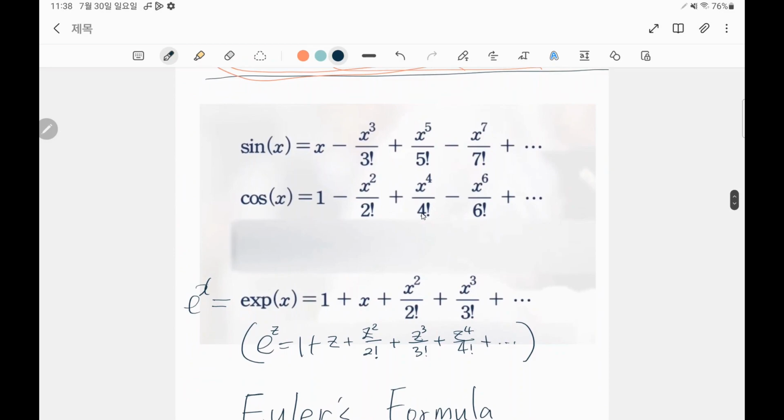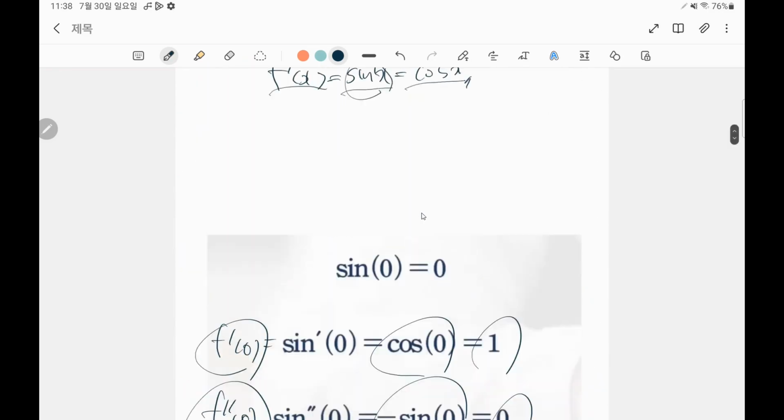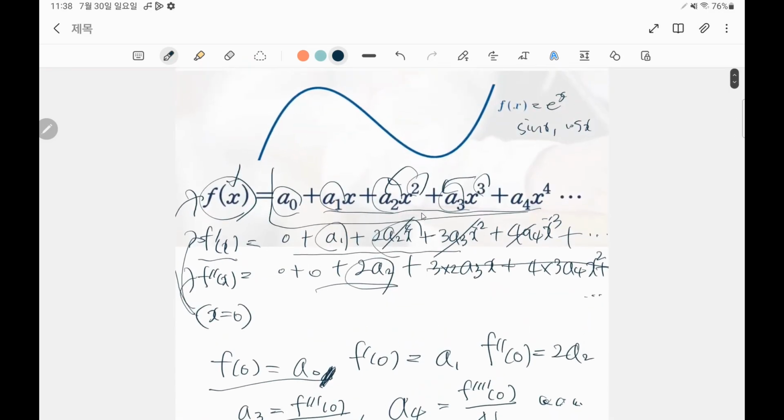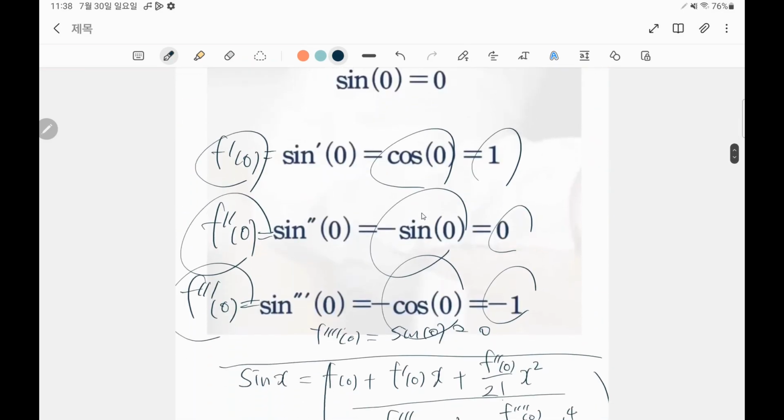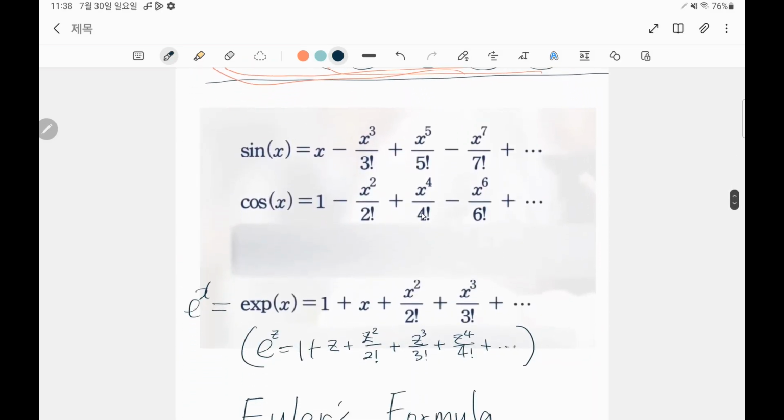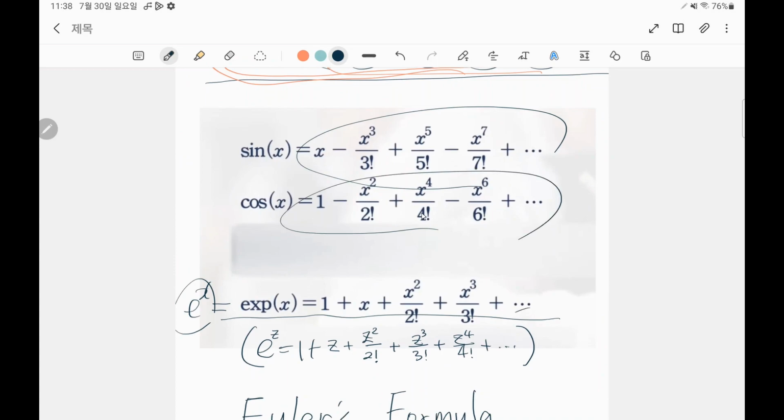By using the same trick, just differentiating both sides and plugging in 0, you get all the coefficients one by one, a0, a1, a2, a3 here. By differentiating multiple times, plugging in 0, and calculating these coefficients, you genuinely get the Taylor expansions of sine of x, cosine of x, and e to the x here in terms of an infinite sum of polynomials right here.